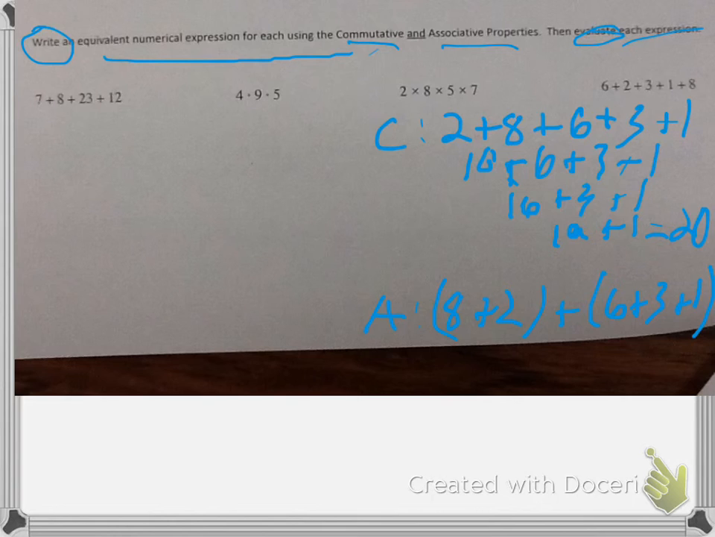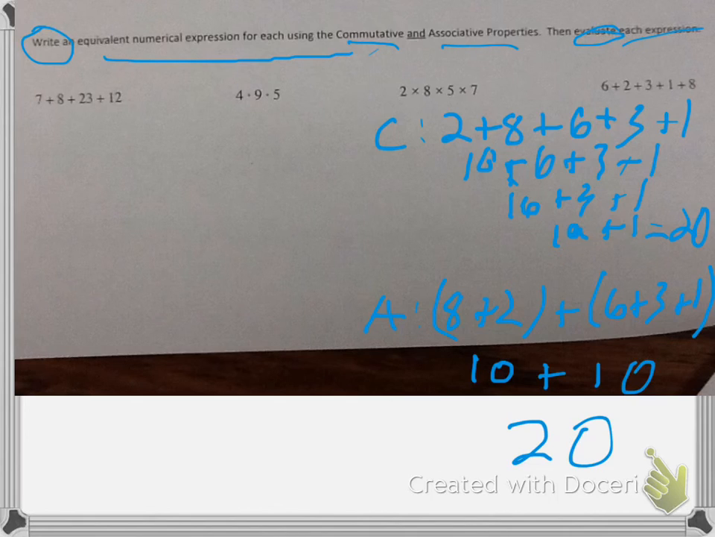So again, I ordered it so that it was easy for me to add. Likewise, for the associative property, I grouped the numbers so they're easy for me to add. 8 plus 2, I know that equals 10, so I wanted to group them together. And then 6 plus 3 plus 1, and I know that also equals 10, so I grouped those together. 10 plus 10 equals 20.